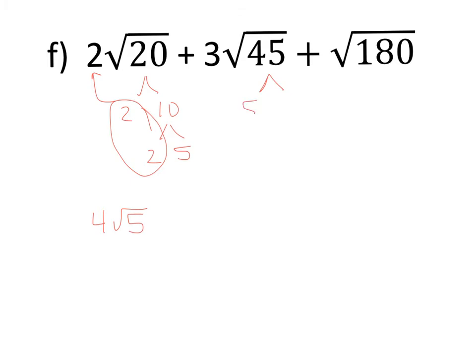Okay, 45 goes to 5 and 9. 9 would go to 3 and 3. 3's pair up and move out. So I'm going to have 9 root 5.